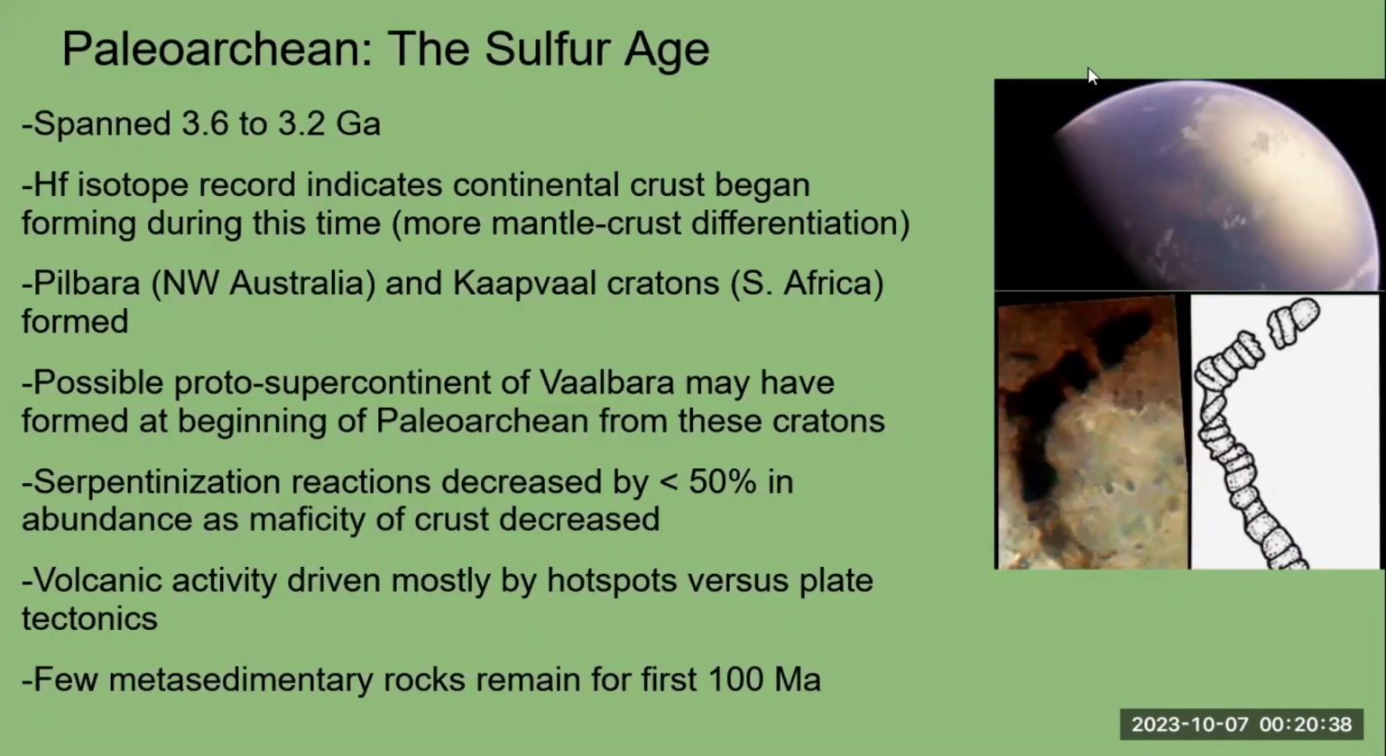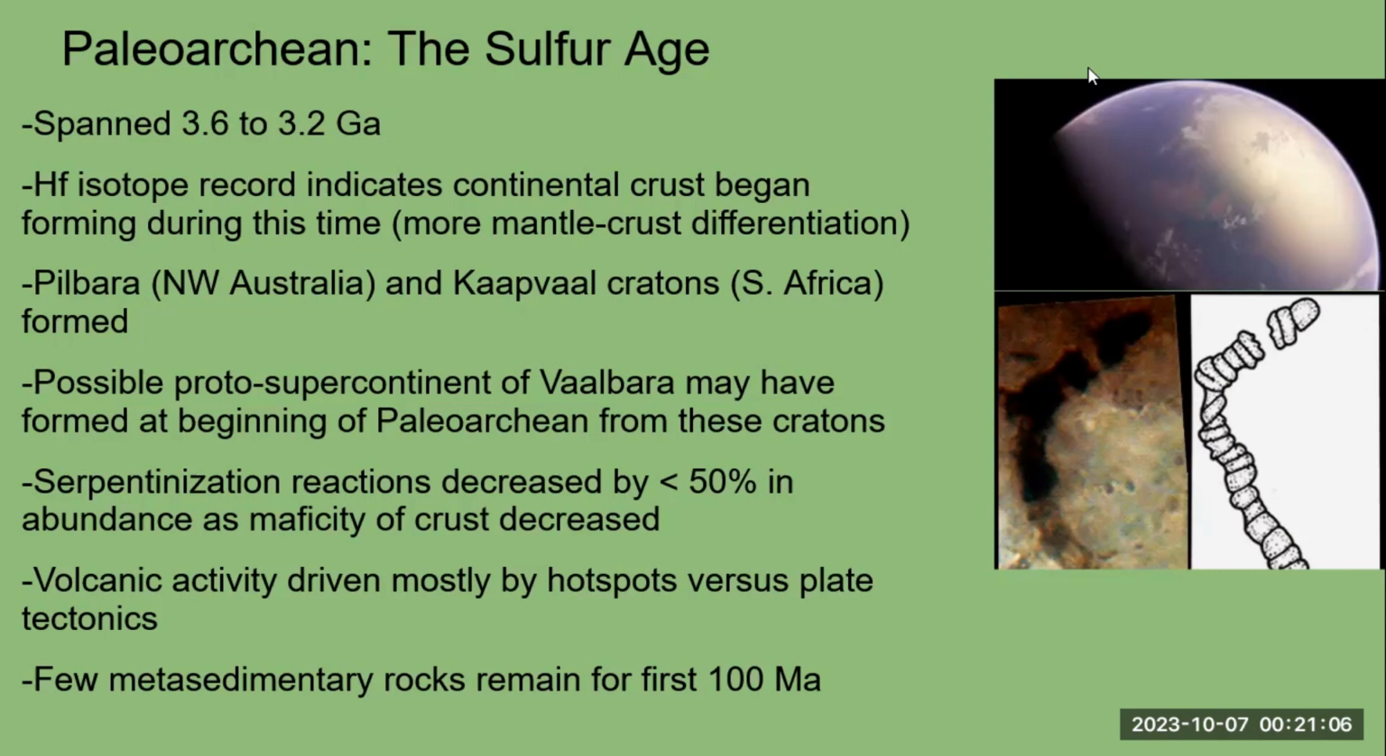The next era of the Archean is the Paleoarchean, which spanned from 3.6 to 3.2 billion years ago. The hafnium isotope record indicates that continental crust was beginning to form at this time. This was the result of increased crust-mantle differentiation, as lighter elements, those which constitute felsic rocks common in continental crust, became relatively more abundant on the surface, and the mantle became slightly denser.